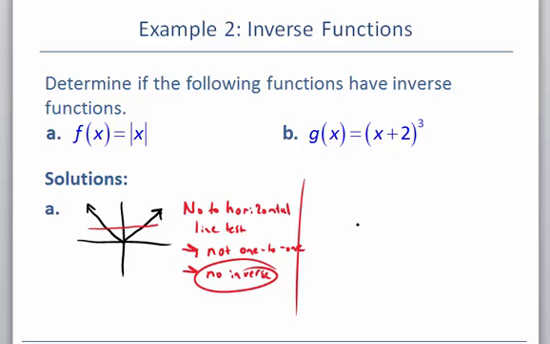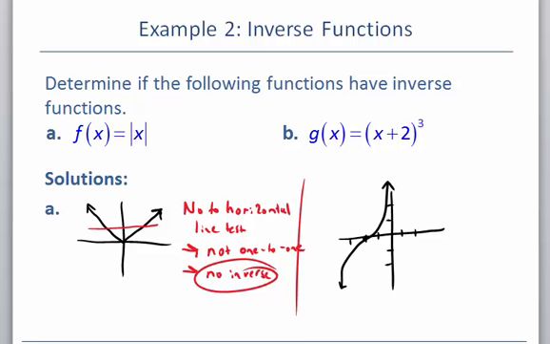G of x is equal to (x plus 2) to the third. Okay, this is our cube function. What does the plus 2 do? It moves it 2 places to the left, right? So we're going to take that sort of S function, and we are going to draw it like that.